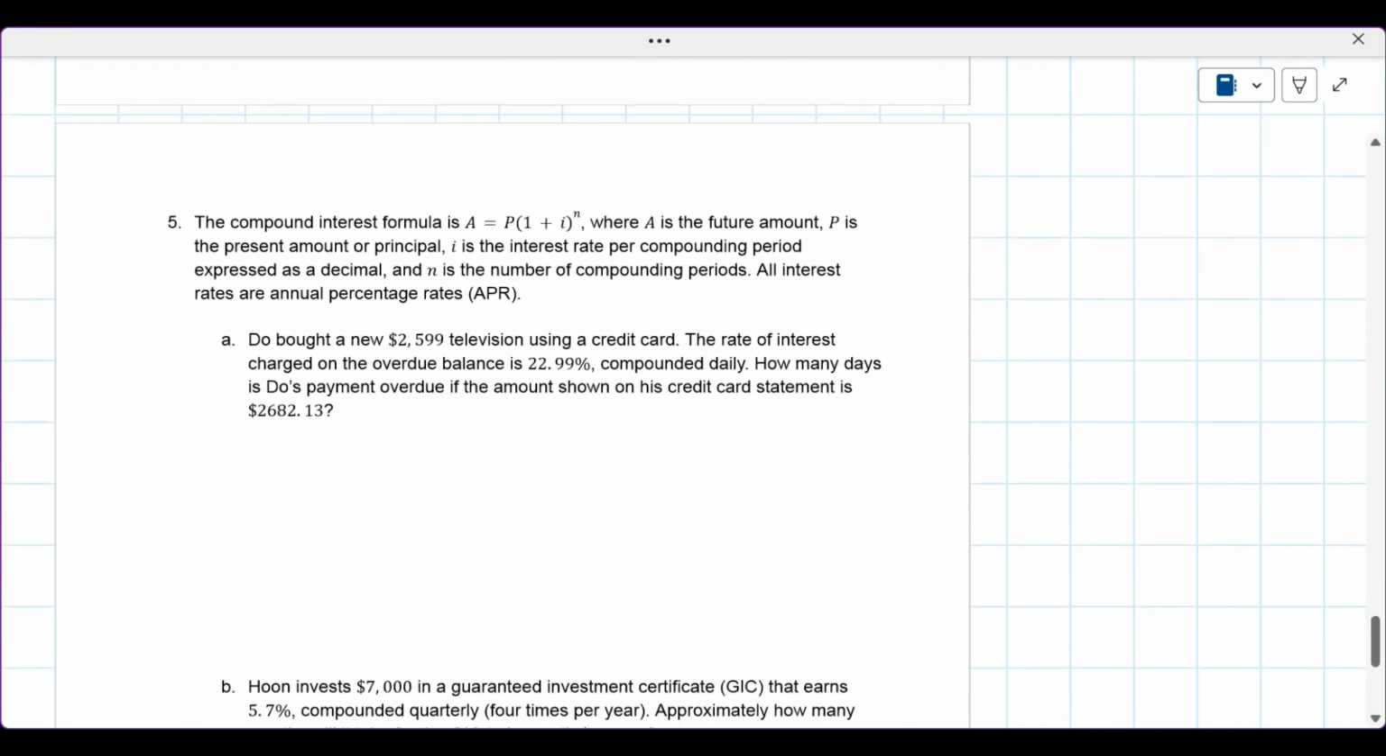Last question, number 5. The compound interest formula is A equals P times (1 plus i) to the power of n. There's one thing to watch out for: n is the number of compounding periods, so we need to be careful when we calculate the numbers. Finally, the interest rates given in the question are annual percentage rates, not the rate per compounding period. The percentage given to you is not the same as the i value, the interest rate per compounding period. So watch out for that.